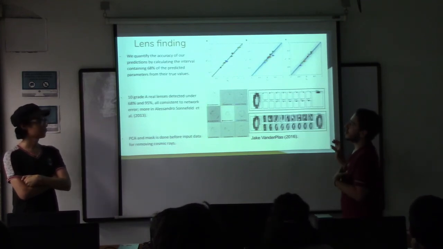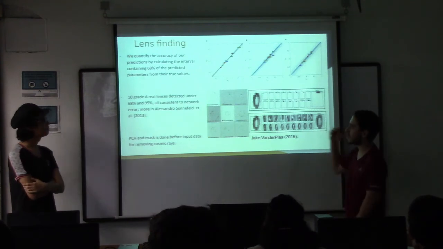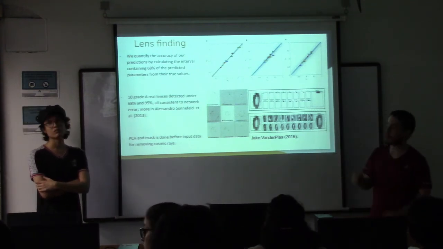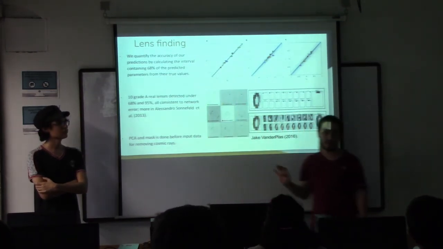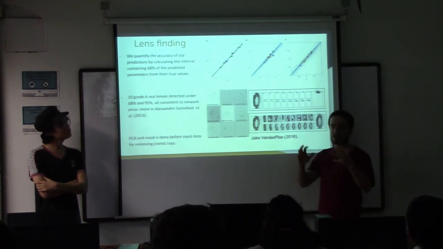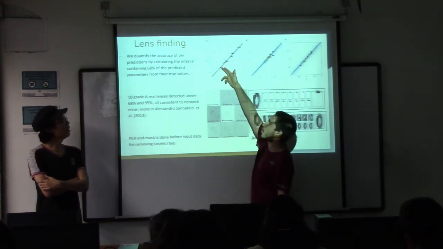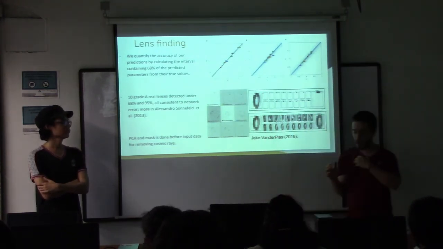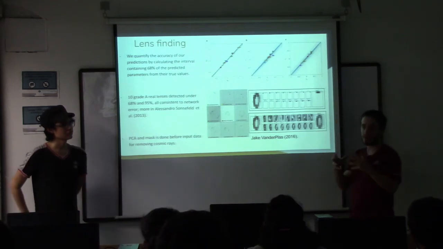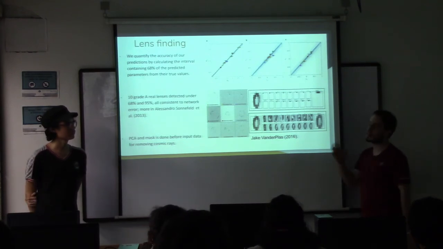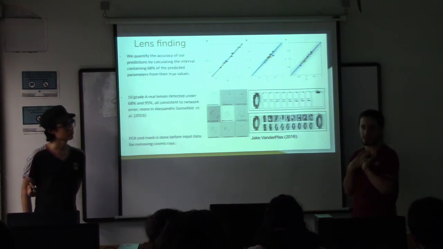They quantify the accuracy of the predictions by taking the dispersion of the data from the real parameters. That is to say, for example, this red here and this green here are the real parameters, and the predictions are other two. They took the ones within one sigma, the 68% that are nearest to them, and from those they calculate the error for the different parameters. I don't know if I explain myself.